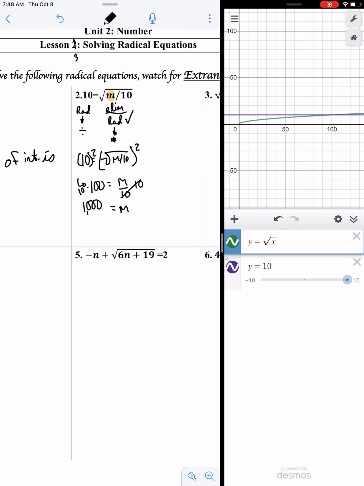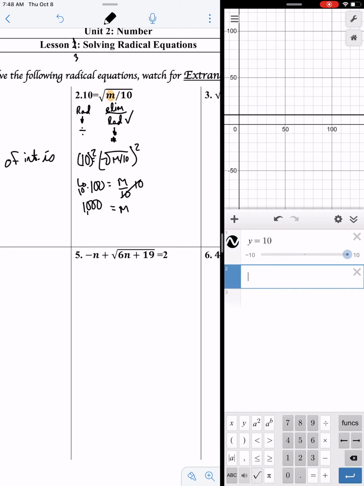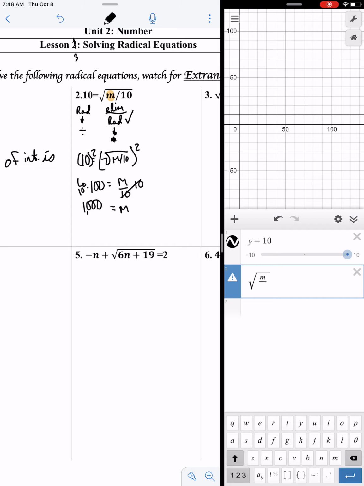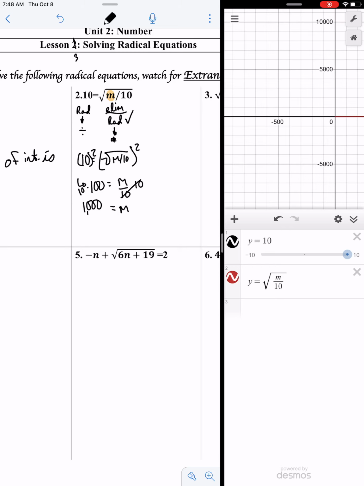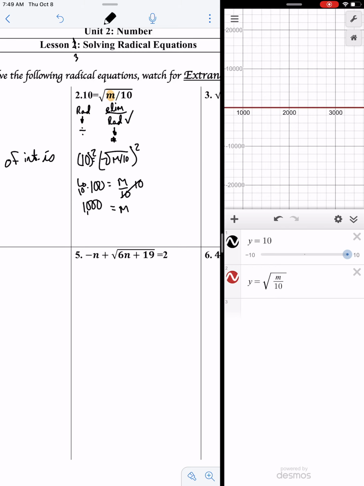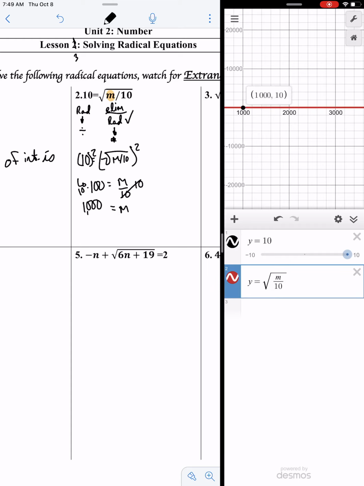Again, just going to go back and double check my work. Y is equal to 10. And then y is equal to square root of m over 10. I left off y equals. Need to put it. And so from here I can do a couple things, right? I can zoom out, but you see I had to go to 1,000, so that's a lot of zooming, right? But Desmos shows it to me, and it's 1,000.